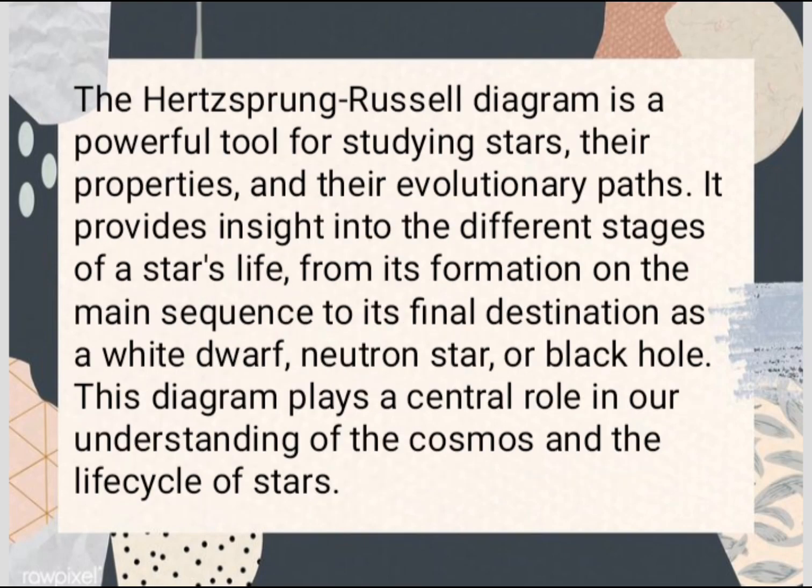The Hertzsprung-Russell diagram is a powerful tool for studying stars, their properties, and their evolutionary path. It provides insight into the different stages of a star's life, from its formation on the main sequence to its final destination as a white dwarf, neutron star, or black hole. So this diagram plays a central role in our understanding of the cosmos and the life cycle of the stars.